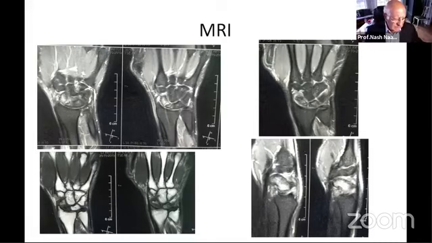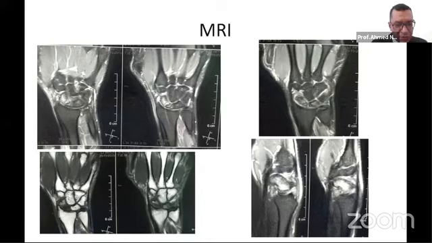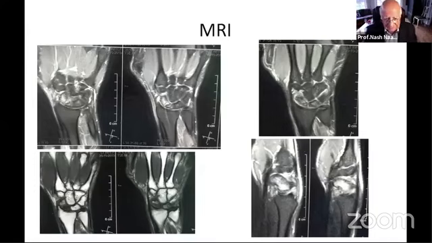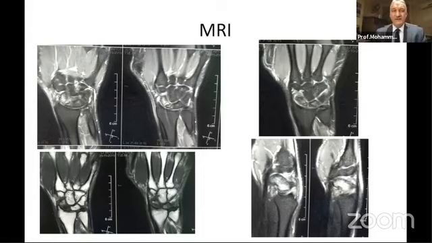Yeah, I think this is questionable. I consider this questionable for AVN. But correct, it's not really clear. You're right. The only clear way to be really certain that there is AVN of the scaphoid is intraoperatively, if you can see punctate bleeding.